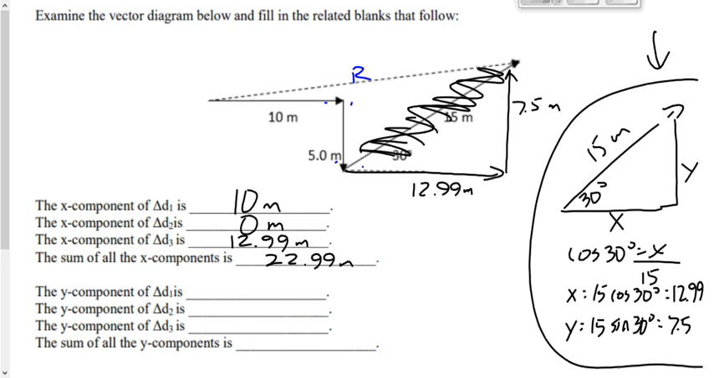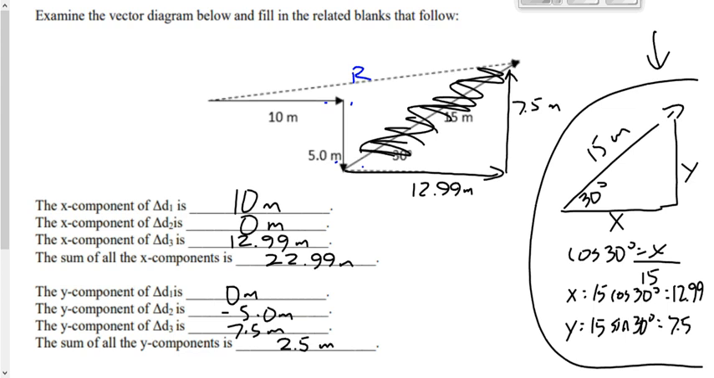Now, the y component of the first one is what? 0. What's the y component of the second one? Negative 5 meters. Kira, what's the y component of the third one? Good. It's not 15. That's gone. We're never going to use that again. It's 7.5, and it is positive because it's up, right? We add these up. 0 plus negative 5 plus 7.5 gives me positive 2.5 meters.